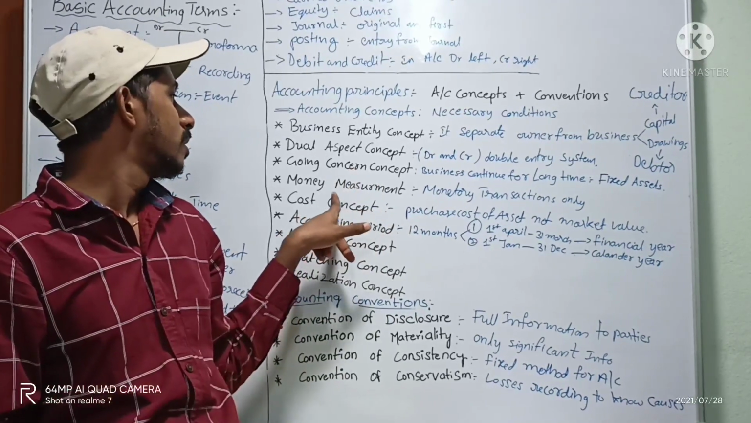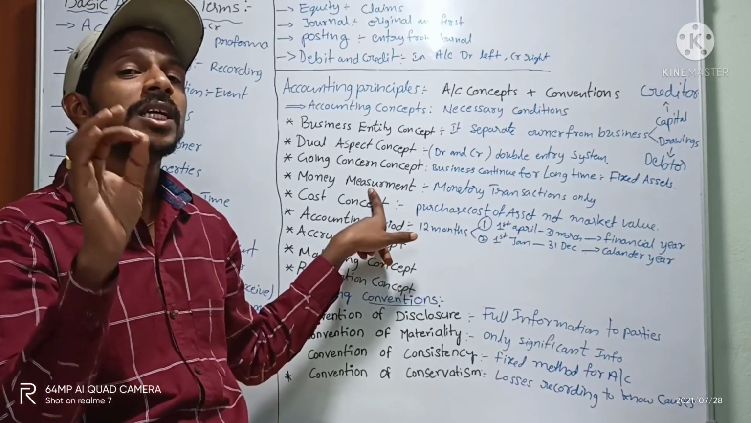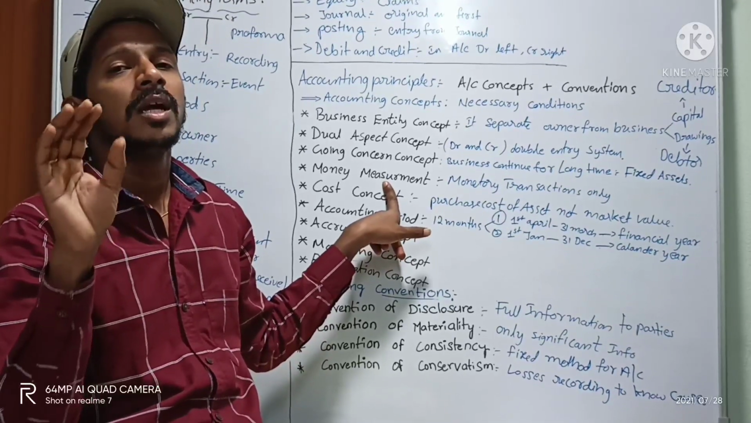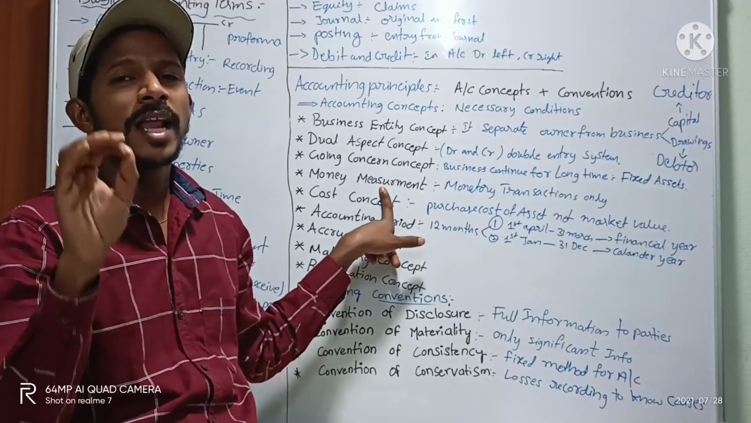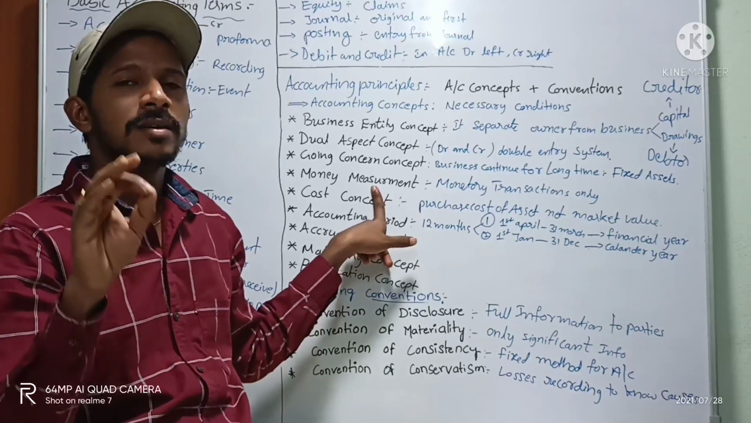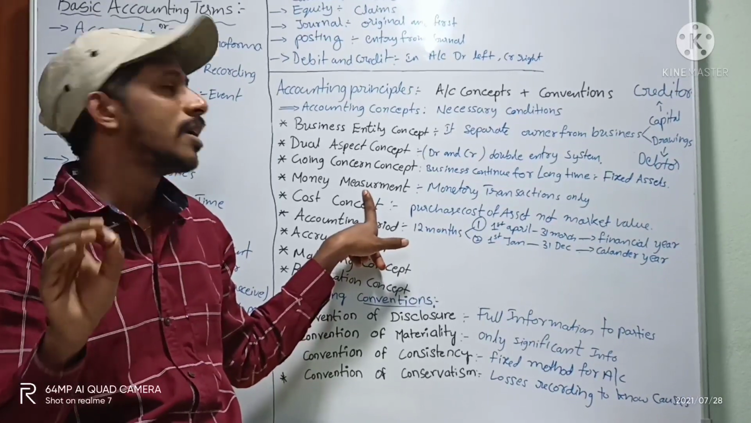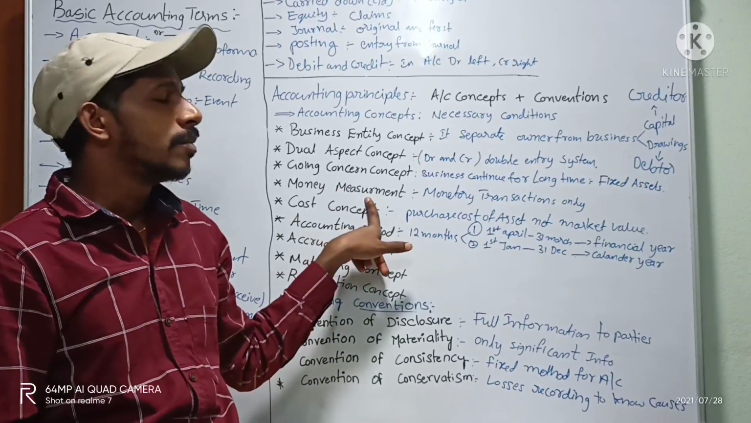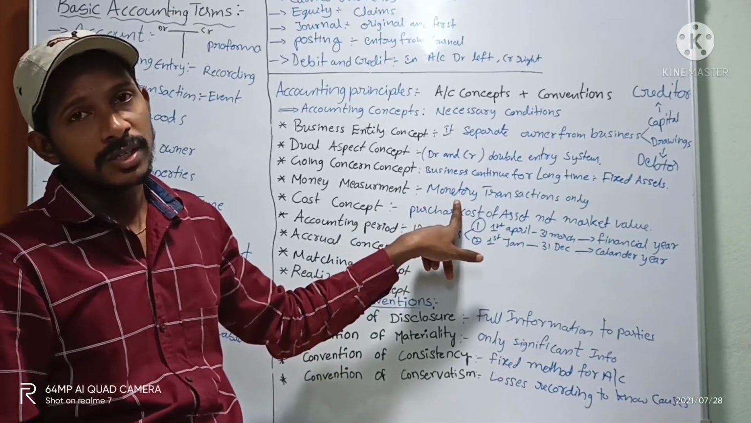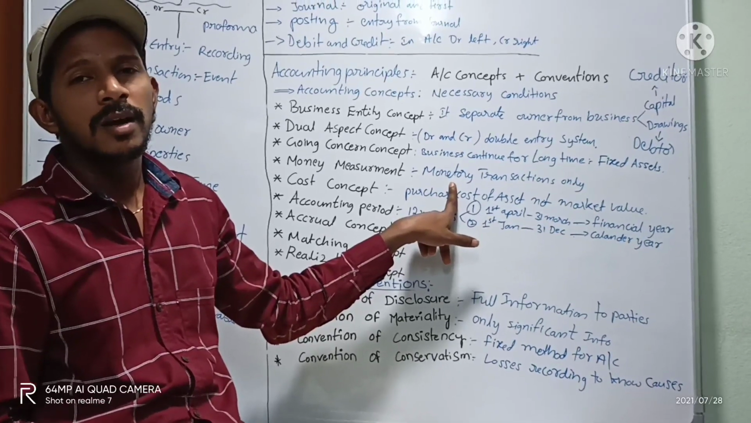Next, money measurement concept. Money measurement concept means business transactions are recorded in monetary values. For example, salary means money only. We are measuring in monetary terms. Rent is money, insurance money, purchases money, sales money. Whatever we can measure in monetary values only, we should treat as an accounting transaction. If it is non-monetary, we are not going to enter it in the books.